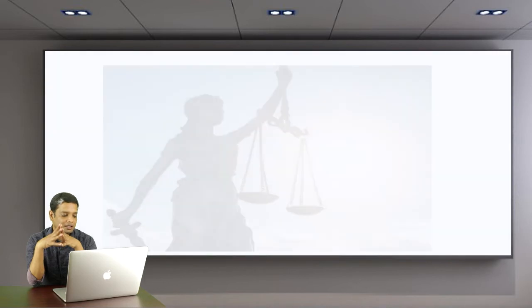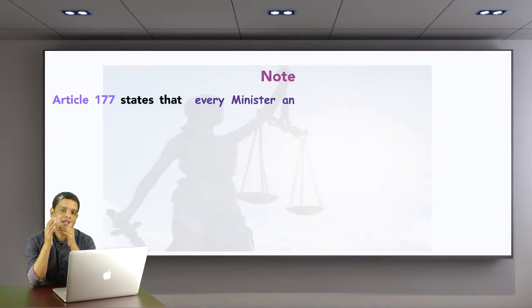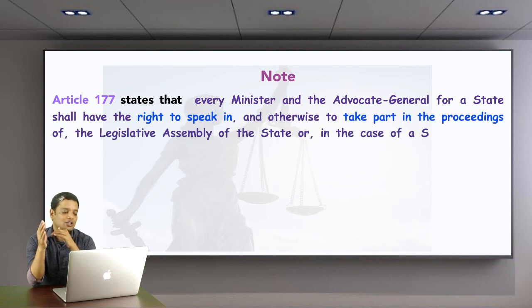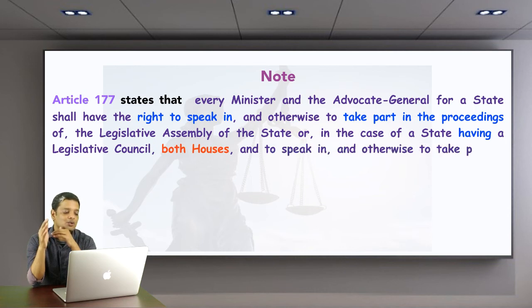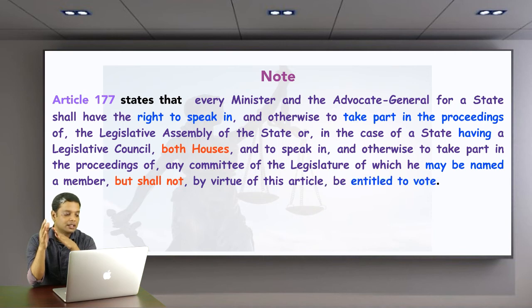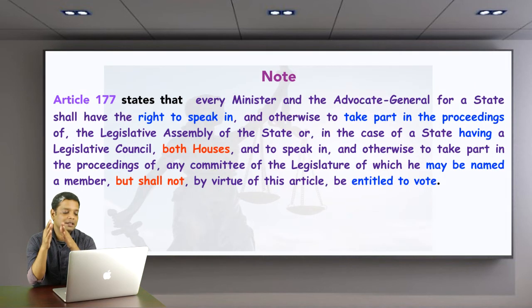Now the next one is Article 177, which states that every minister and the Advocate General for a state shall have the right to speak in and otherwise to take part in the proceedings of the legislative assembly of the state, or in the case of a state having a legislative council, both houses, and to speak in and otherwise to take part in the proceedings of any committee of the legislature of which he may be named a member, but shall not by virtue of this article be entitled to vote.